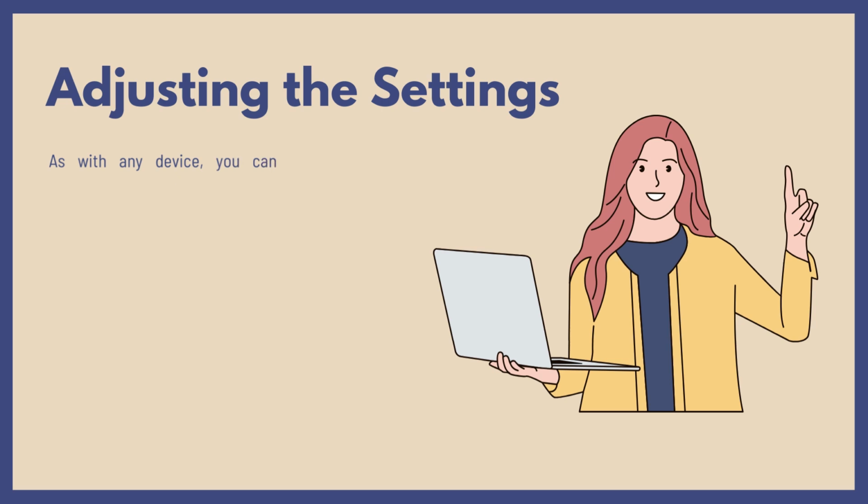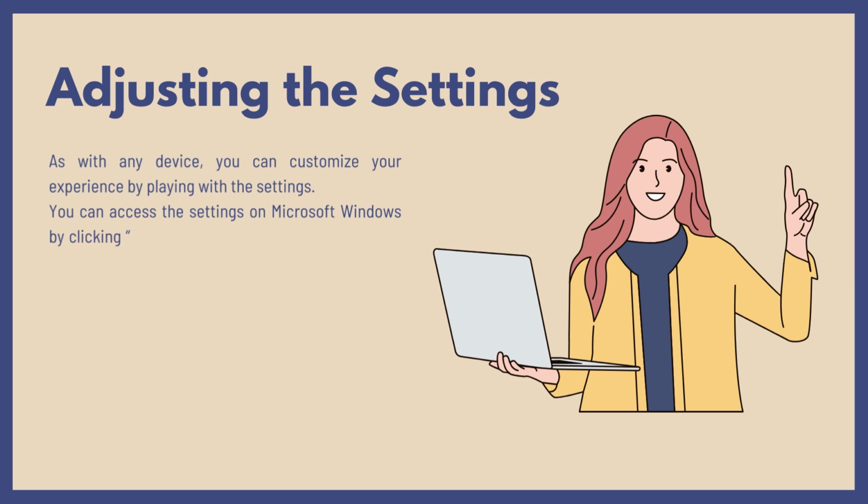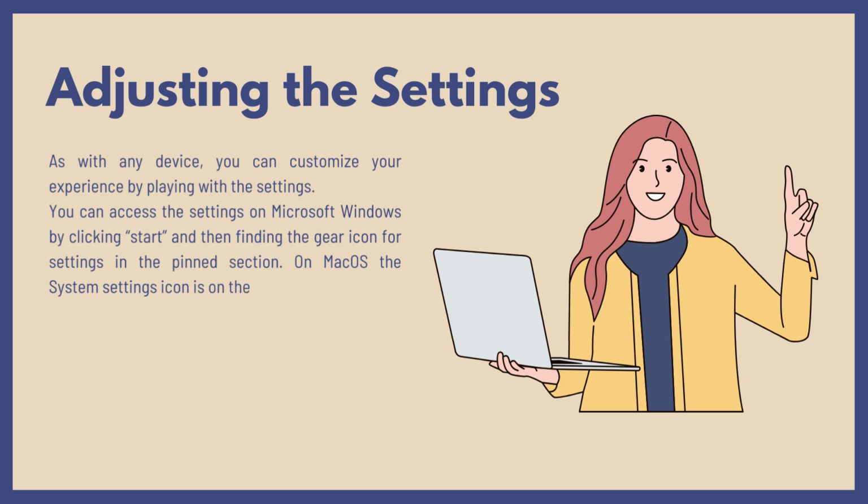Adjusting the settings. As with any device, you can customize your experience by playing with the settings. You can access the settings on Microsoft Windows by clicking Start and then finding the gear icon for settings in the Pinned section. On Mac OS, the System Settings icon is on the dock by default.